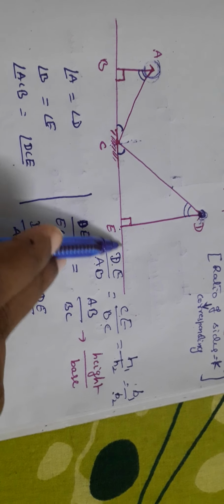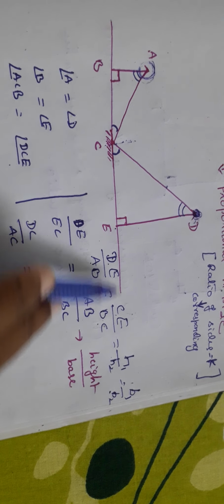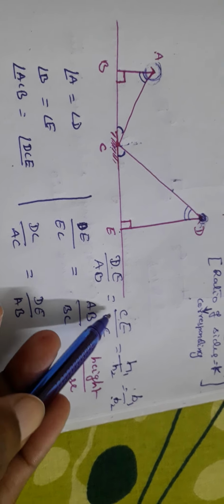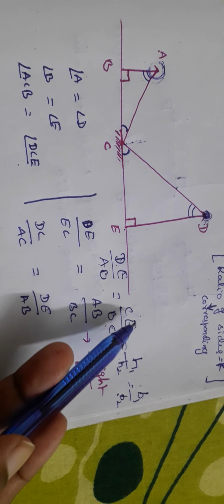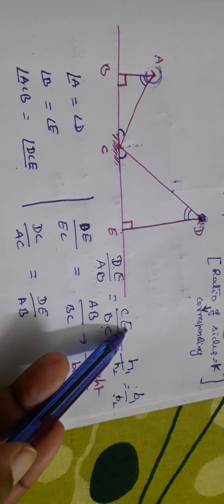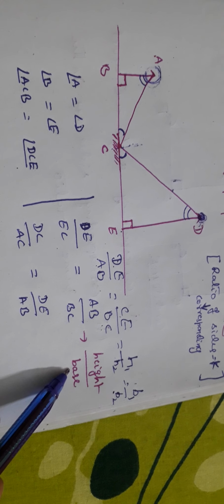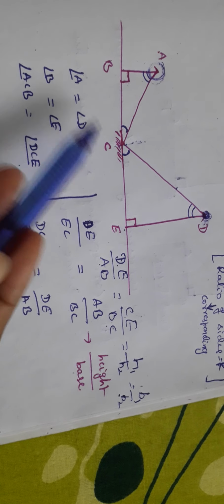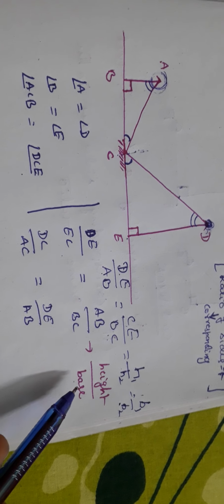But the meaning of being proportional means the ratio of corresponding sides must be constant, or must be the same. The other way around, you can write it as DE by EC is equal to AB by BC. That means height by base of one triangle is equal to height by base of another triangle. In this manner also you can say.